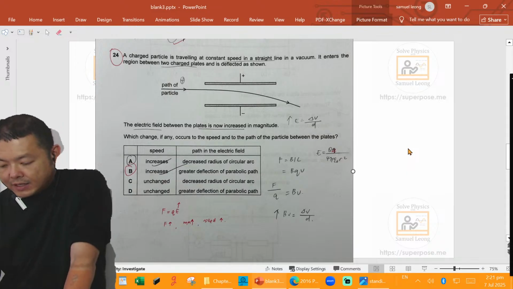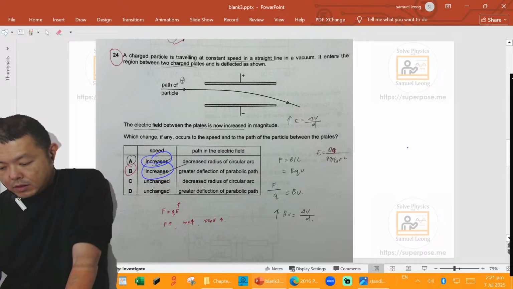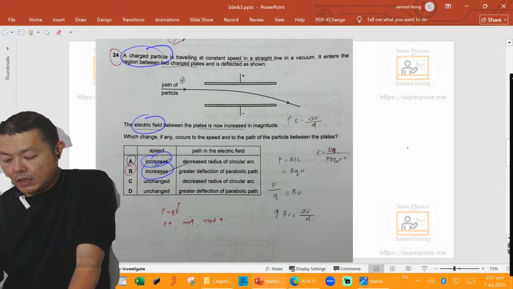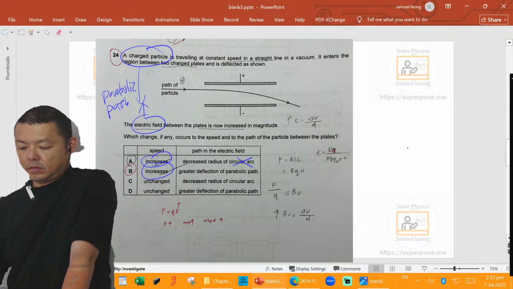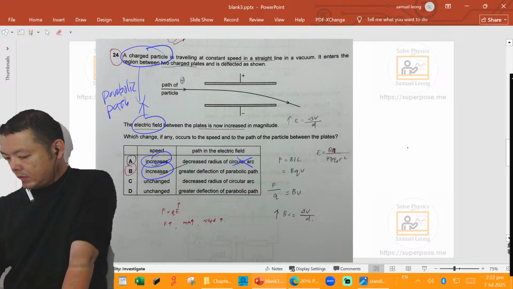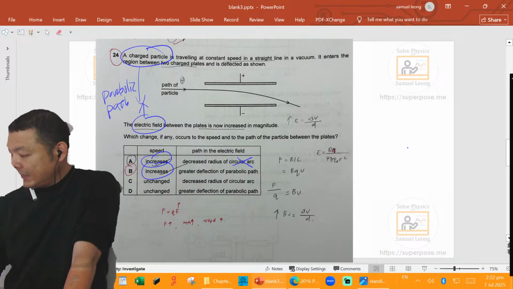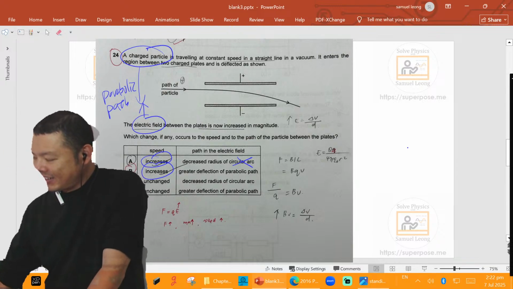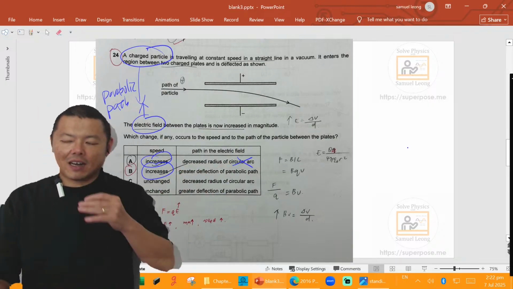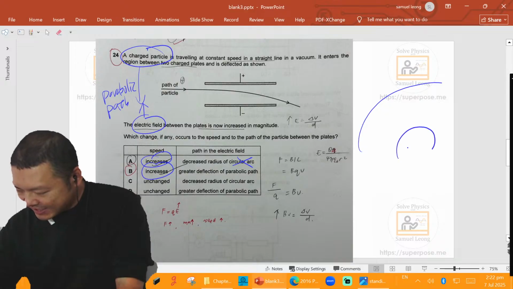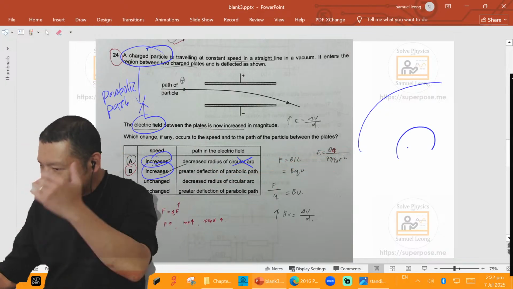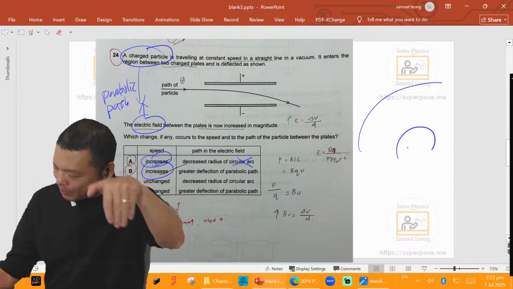Oh, I think you understand the increase in speed, but I think you just forgot that in an electric field, a charged particle always follows a parabolic path, not circular. You cannot call it radius because it's parabolic. Decreased radius of circular arc literally means more deflection also. If your circle is like that versus like this, the smaller circle means greater deflection. So you're not wrong to think that the path will become more curved.